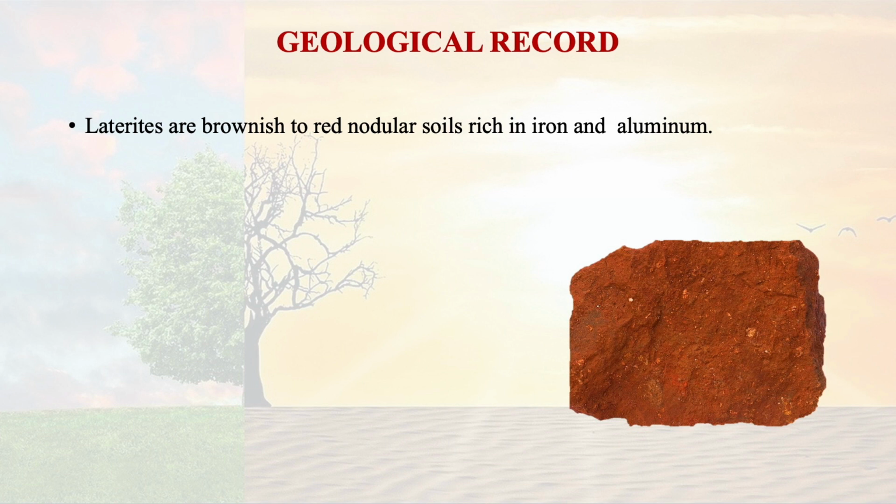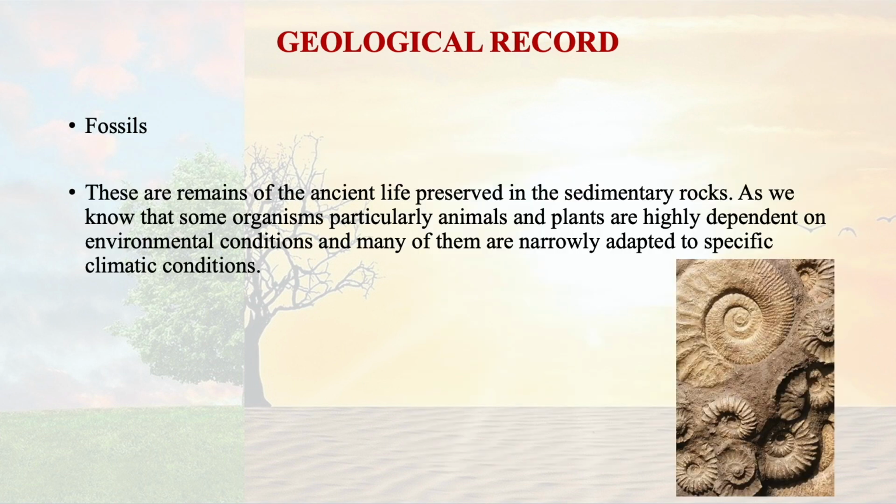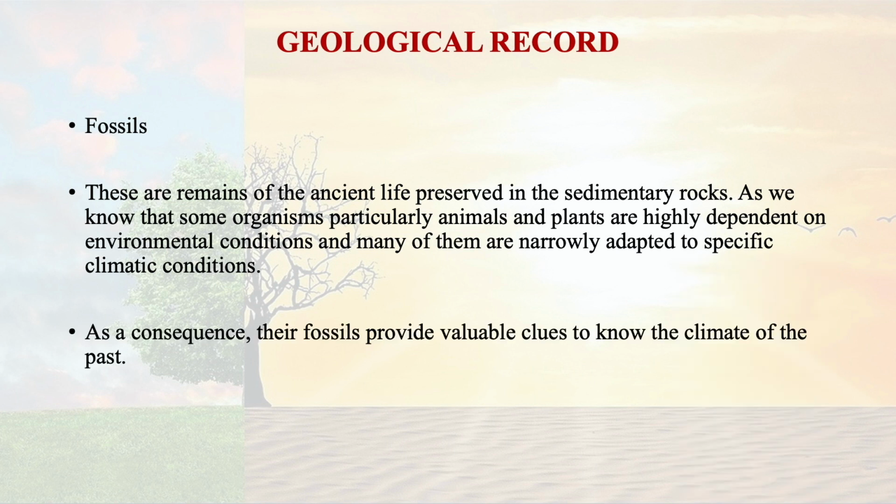Next data source is the fossils. Basically, these are the remains of ancient life which have been preserved in the sedimentary rocks. Some kinds of animals and plants are highly dependent on the environmental conditions, and they have a very narrow niche, and they can survive only in a narrow or specific climatic condition. So these kinds of fossils, whether it is an animal or a plant, provide us the exact climatic conditions where these fossils are found. And this is a very important source.